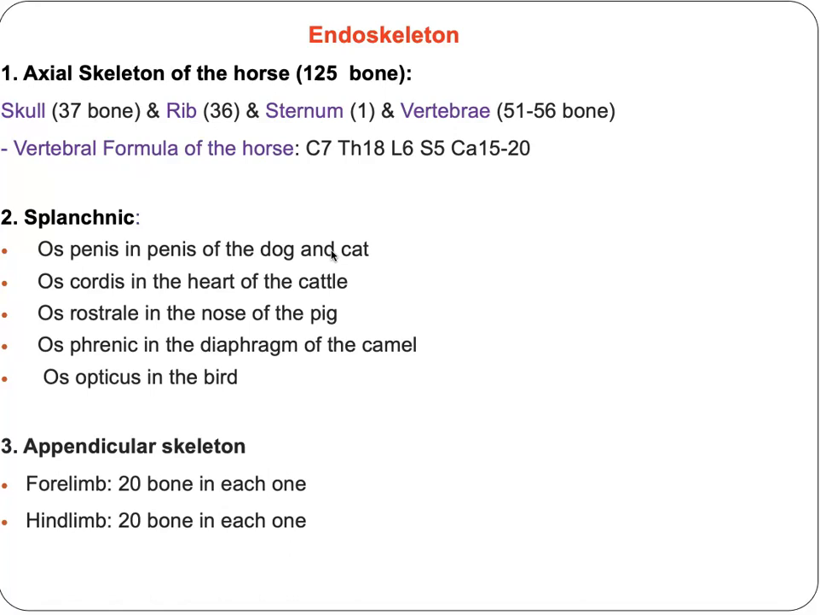We have three parts of the endoskeleton. The axial skeleton includes the skull, vertebral column, ribs, and sternum. The appendicular skeleton includes the forelimb and hind limb. Then we have the splanchnic skeleton, which means certain bones present in soft organs, such as os penis in the penis of the canine, os cordis in the heart of the bovine, os rostrale in the pig's nose, os diaphragmaticum or os phrenicum in the diaphragm of the camel, and os opticus in birds.